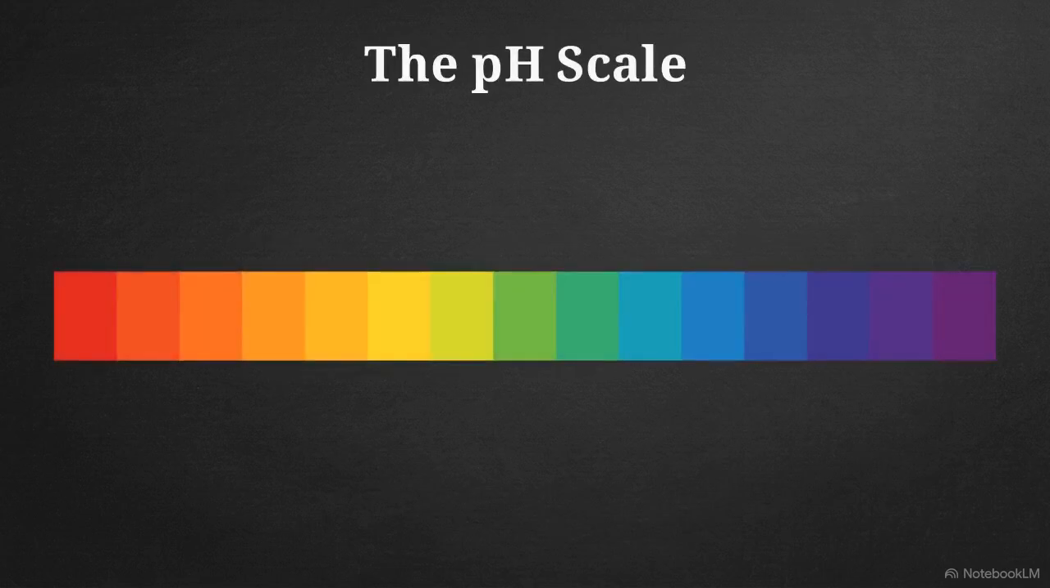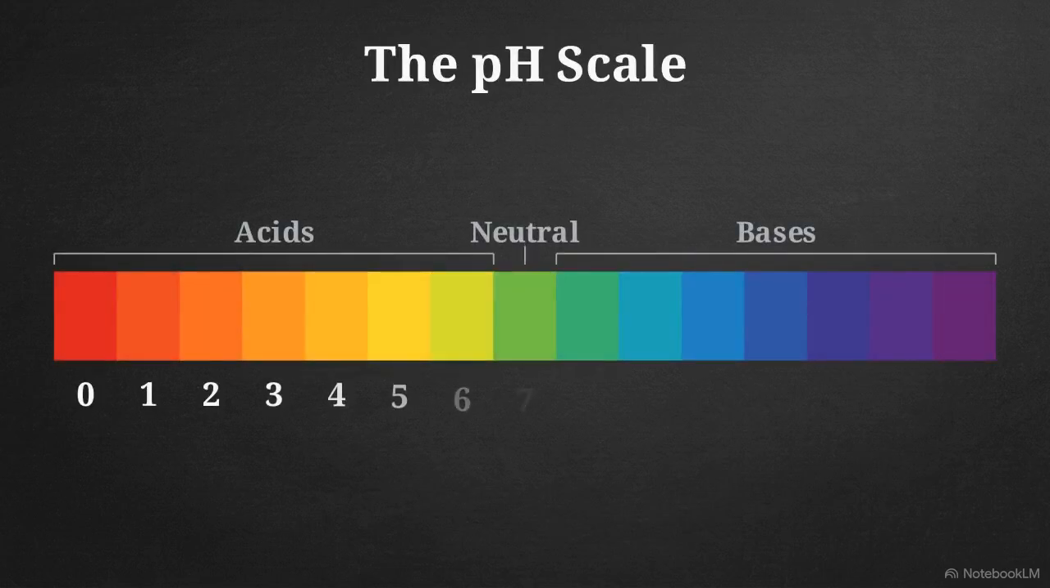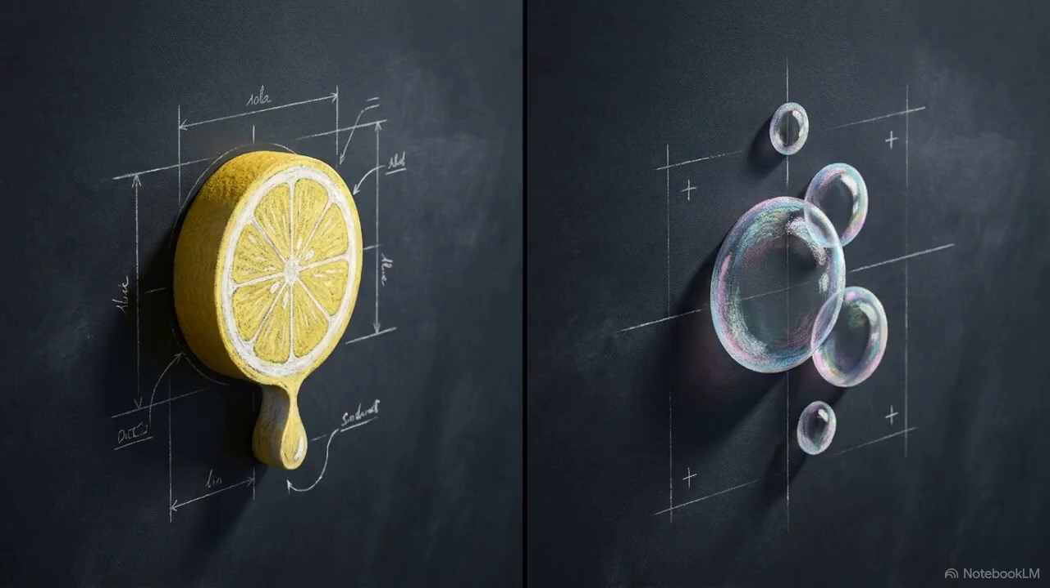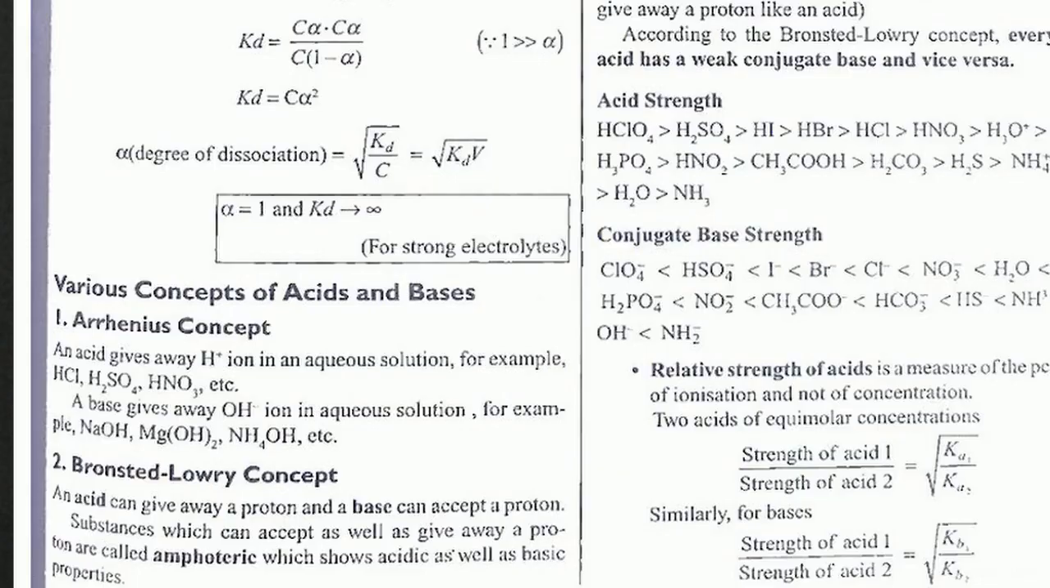Thinking about acids and bases usually starts with the 0 to 14 pH scale. It is the system we use to explain why lemons are sour and why soapy water feels slippery. This is the Arrhenius concept.